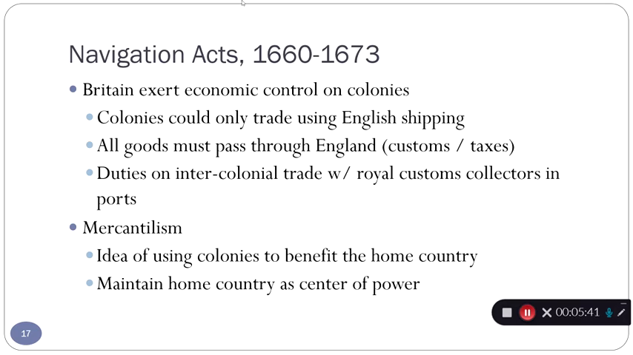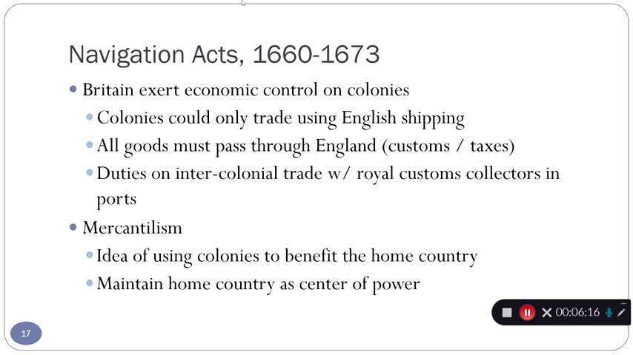By similar kinds of rules, let's say I want to send some of my rocking chairs out of Newport, Rhode Island, and I'm selling them to someone in Charleston, South Carolina. Still has to be shipped on an English vessel, but in this case, it doesn't have to go all the way through England. It just has to be collected, taxes have to be collected in Newport when I send it out, and in Charleston, South Carolina when it's being received.